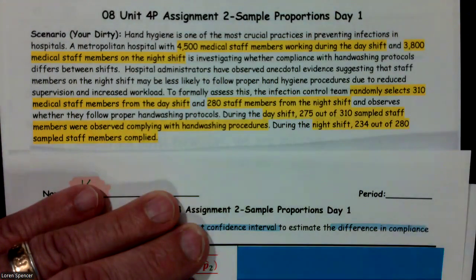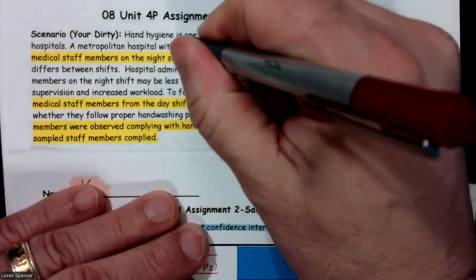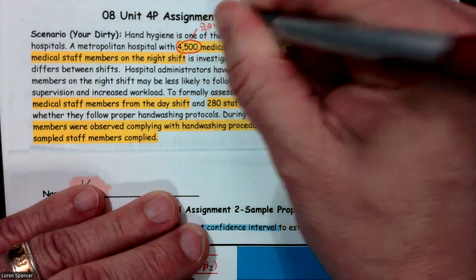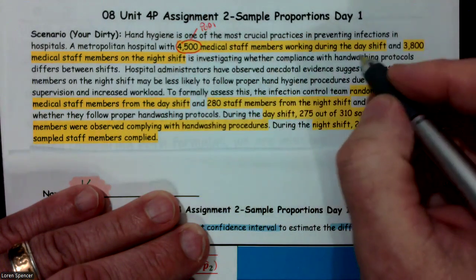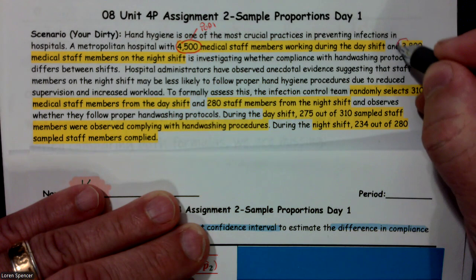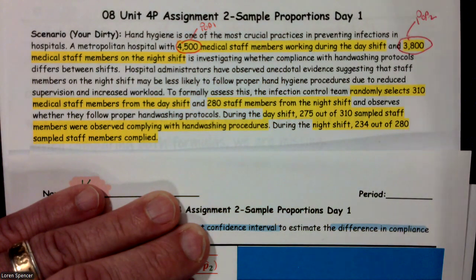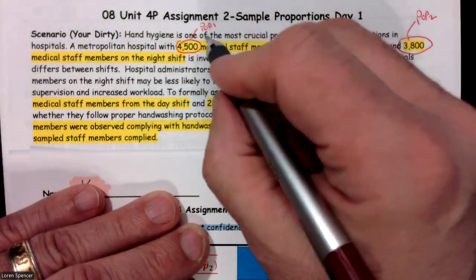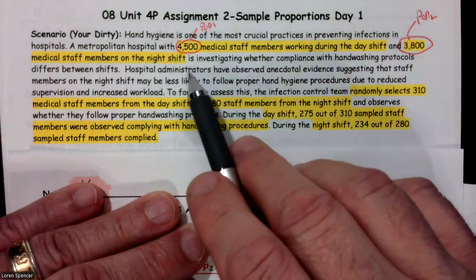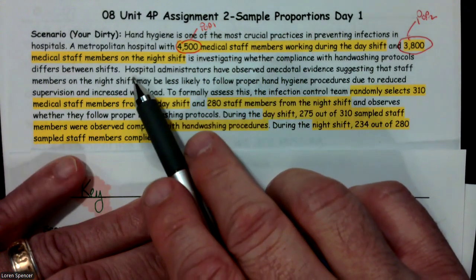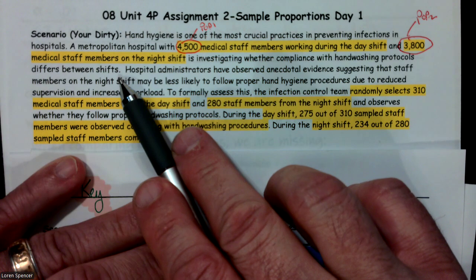Okay, so in this case, we have two populations. This looks like population one for the day shift, and here, population two for the night shift. So this is day shift population, night shift population. And they're investigating whether compliance with hand washing protocols differs between the shifts.